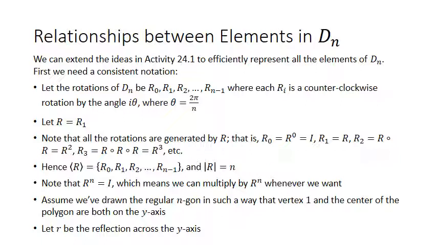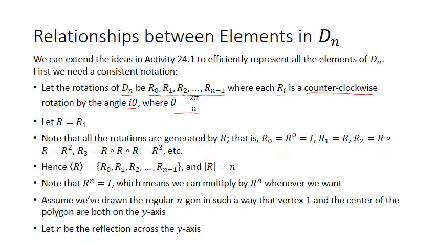So first we're going to need a really consistent notation so that we know what we're talking about. Let's call the rotations of Dn by the names R0, R1, R2, all the way up through Rn-1. What those names stand for is that each R sub i is a counterclockwise rotation by the angle i theta, where theta is 2 pi over n. Okay, so R0 is staying in place, you're not rotating at all. R1, you're rotating by theta once. R2, you're rotating by theta twice, and so on.